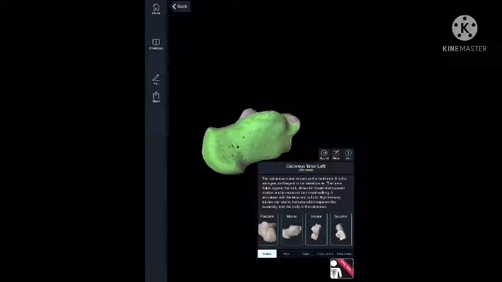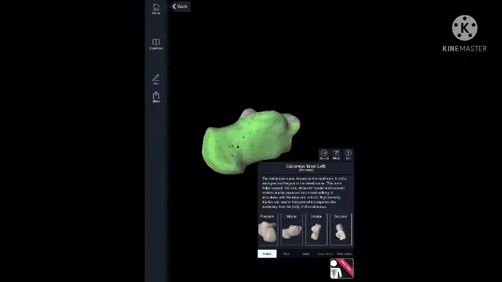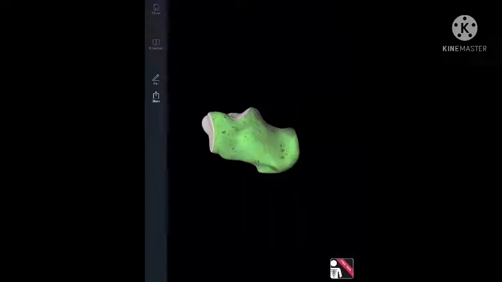On the medial aspect of the calcaneus, it extends outward as a shelf-like overhang, and it is termed the sustentaculum tali. Here's the sustentaculum tali. And on the lateral surface of the calcaneus, it contains the trochlea.